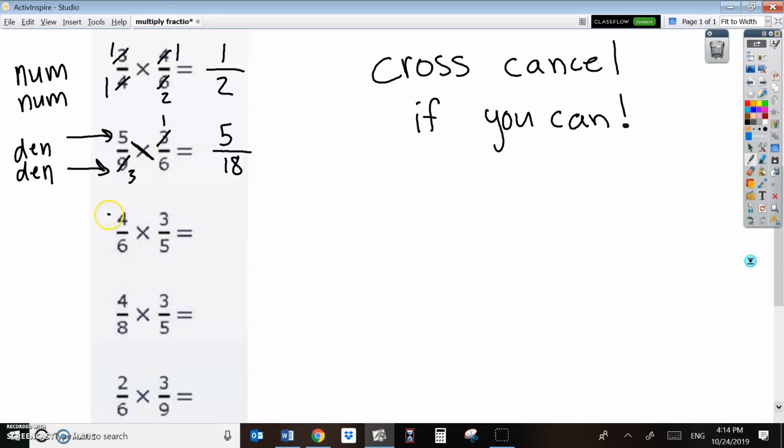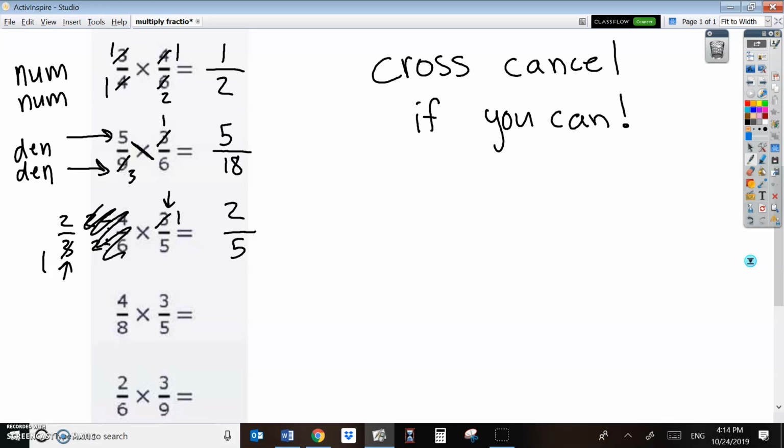Simplify 4 and 6. Divide both sides by 2. And you get 2 over 3. Now, look at this 3 and this 3. Cross-cancel those. You get 1 here and 1 here. And now this is not part of the problem anymore. So 2 times 1 is 2. 1 times 5 is 5, 2/5.